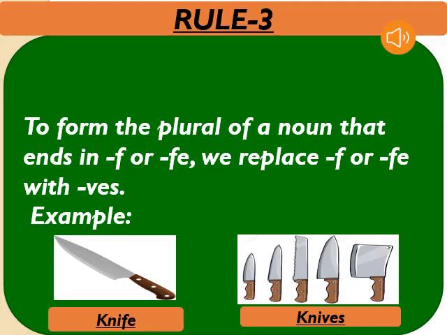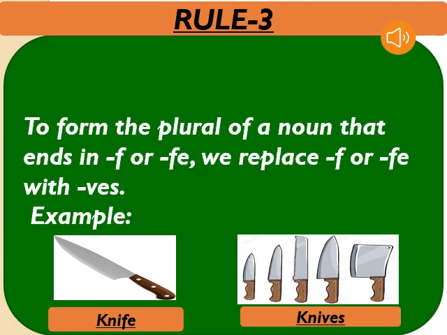Next is rule number 3. What does rule number 3 say? It says to form the plural of a noun that ends in f or fe, we will replace it with ves. Once again I'm saying the words which are ending with f or fe, we will replace f or fe with ves. For example, knife is a singular form. We will convert it into its plural form by replacing fe with ves, and it becomes knives.